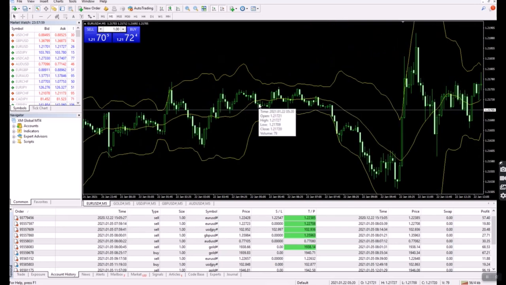For this lecture, we will not be using much of the middle line. So as of now, you can just ignore the middle band here. We'll be only focusing on the top band and the lower band.